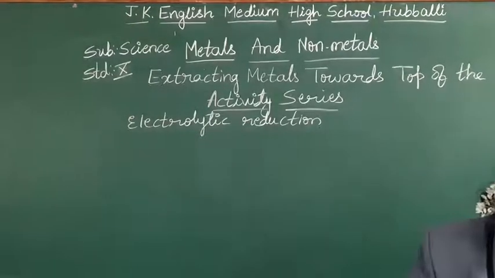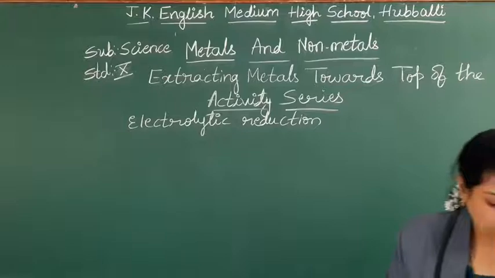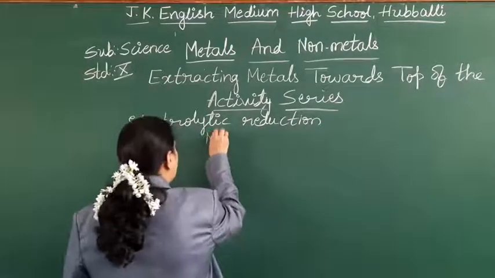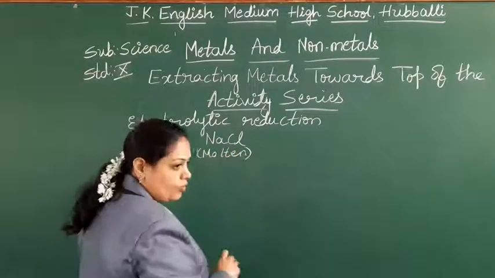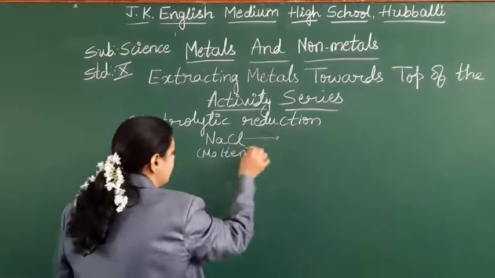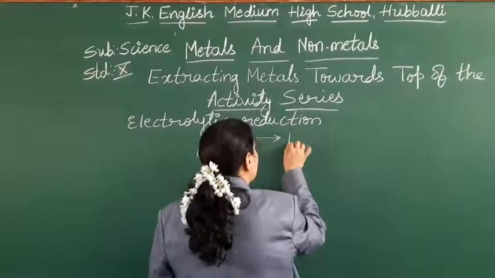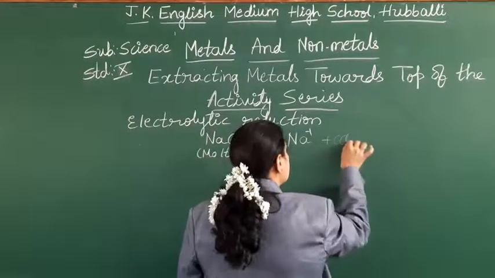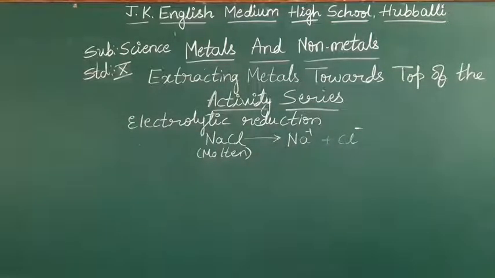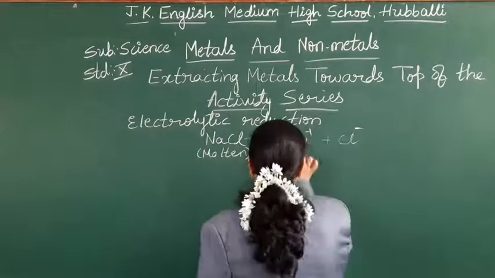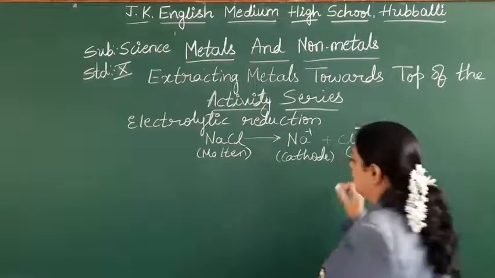Right, students? So exactly what happens there: if you take NaCl, the molten form of NaCl, when the sodium chloride undergoes electrolysis, you get Na+ and Cl-. Hope you are taking down. Na+ will collect towards the cathode and chloride towards the anode.